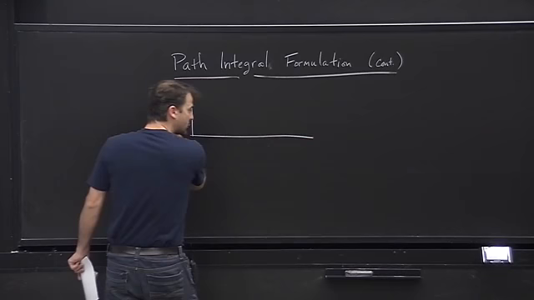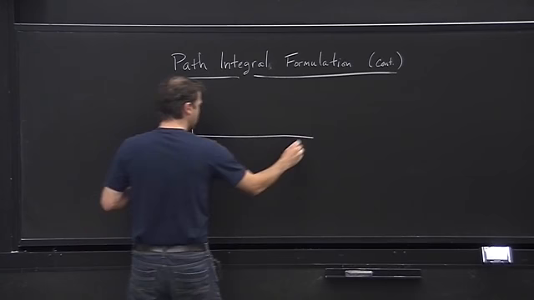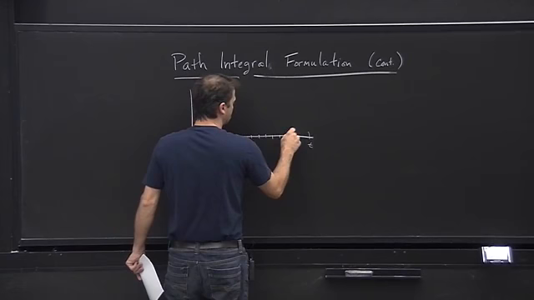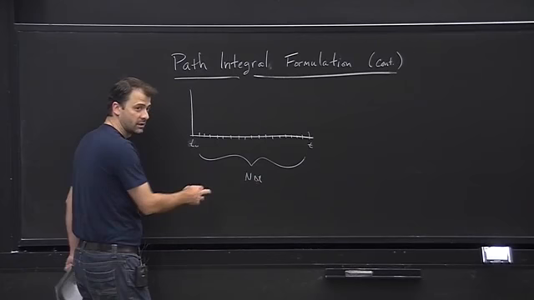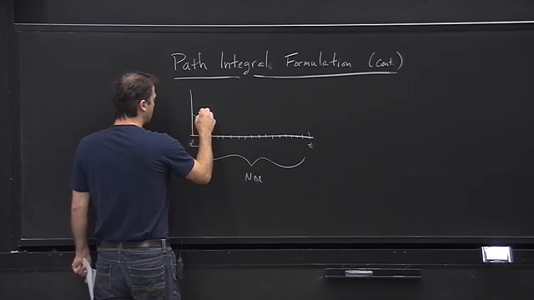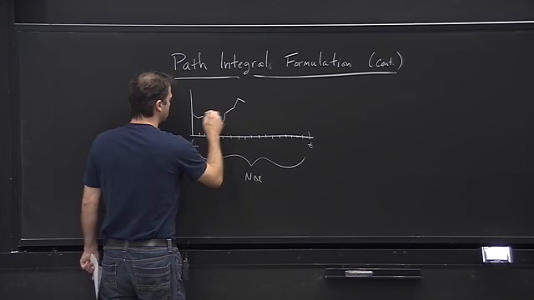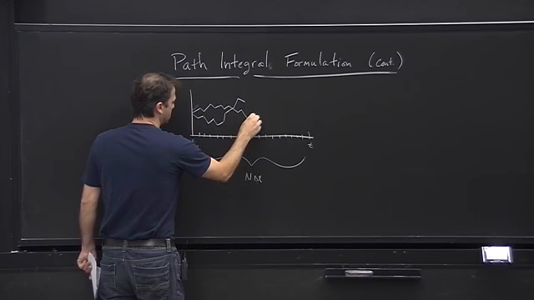So we had divided up the time interval from T0 to T in terms of a very large number n of time intervals of size delta T, and then we're going to take the limit that delta T goes to 0 and n goes to infinity. And then we were allowing all possible kind of zigzag trajectories starting from the same initial point and ending at the same final point.